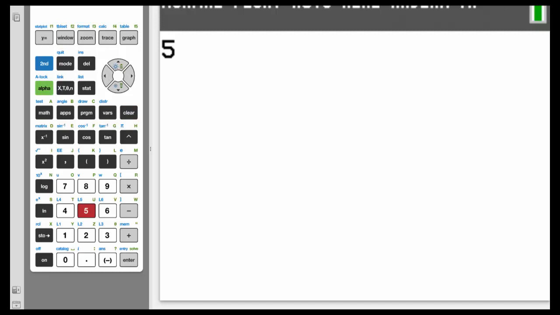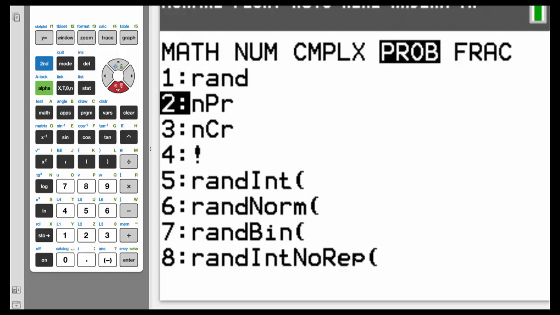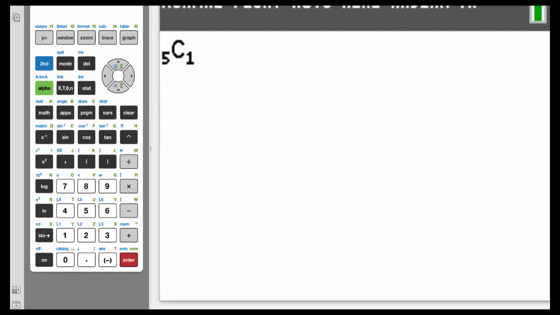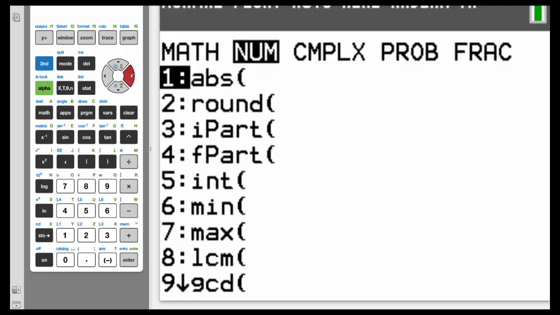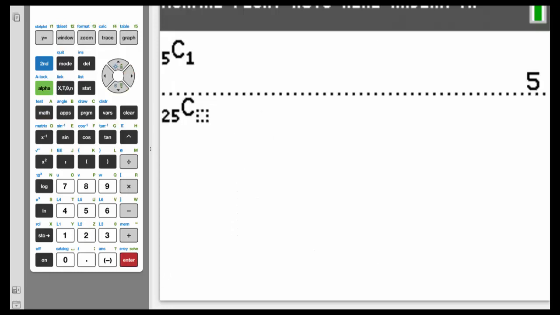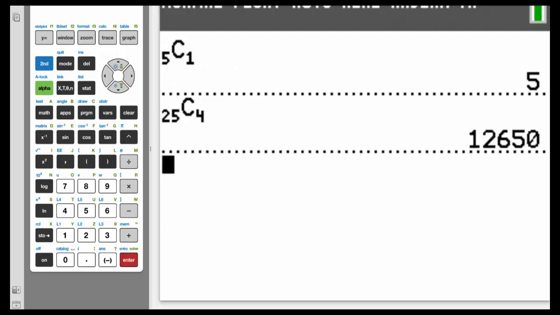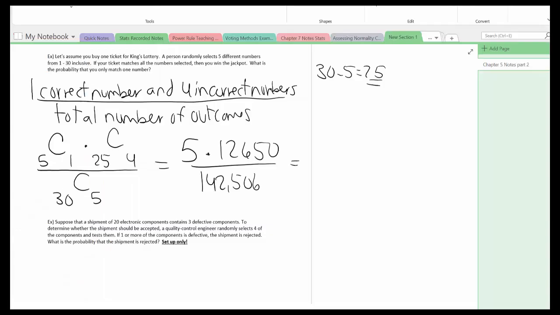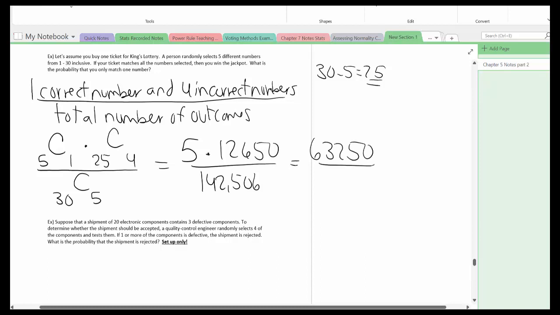Okay, let's start with a combination of 5 things taken one at a time. So we know that's going to be 5. So now let's do 25 choose 4. So that's, remember, 25, then math, then highlight prob, go down to NCR, type in 4, hit enter. And we already know what the denominator is. We've already done that. So let's put these numbers on our paper now. So again, the 5 choose 1 is 5. Combination of 25 things taken 4 at a time is 12,650. Denominator is the same as the previous example. Multiply. We get this. Remember, I'm not going to worry about reducing this into lowest terms. I'm just going to leave it as that answer.